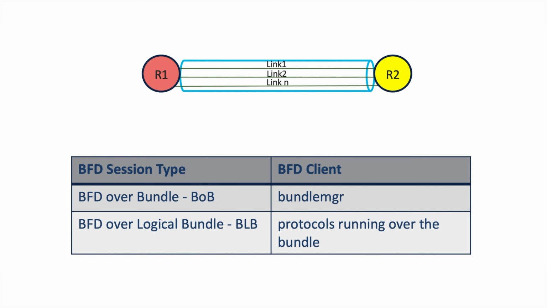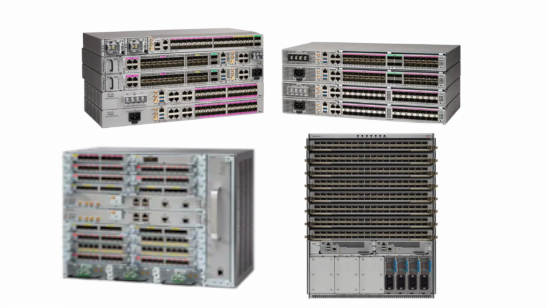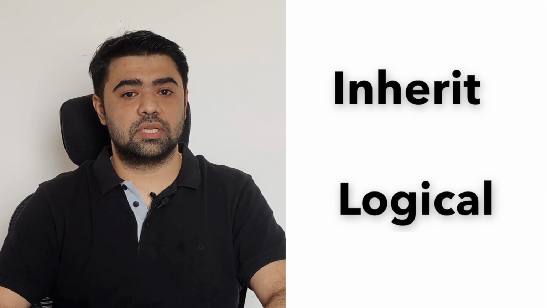In this video, we will discuss the feature BLB and BoB coexistence on NCS 5500 and NCS 500 series routers. Prior to 7.4.1, we already supported BoB and BLB separately, but with XR 7.4.1, we will be supporting its coexistence as well. Coexistence means when BLB and BoB sessions are on the same bundle interface. The feature is supported on all the platforms including NCS 540, NCS 560 and NCS 5500. We support two modes, inherit and logical.